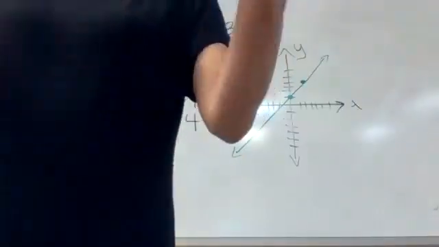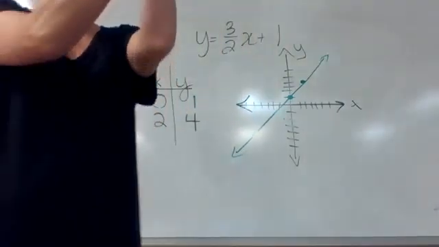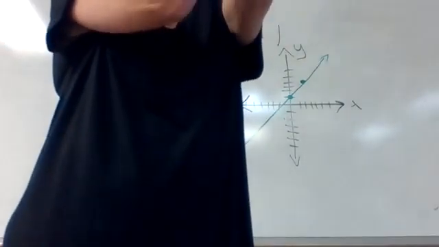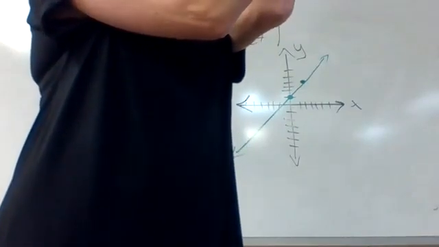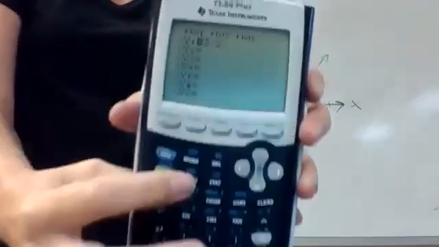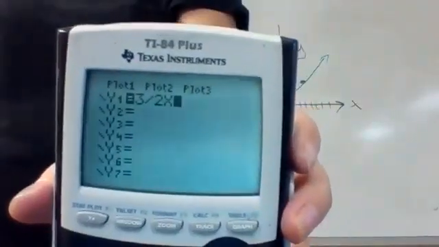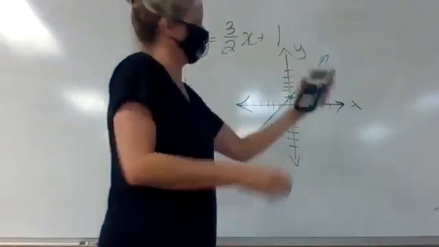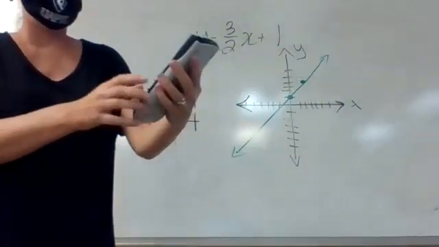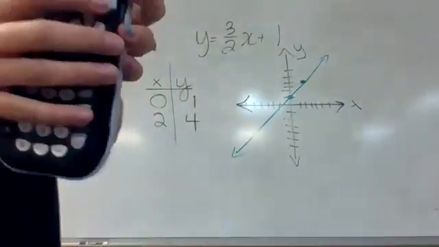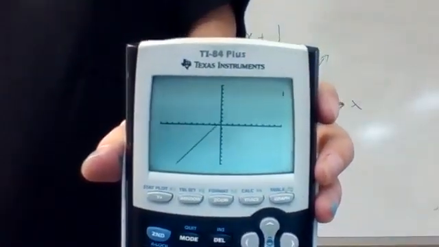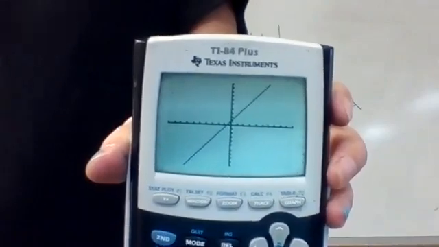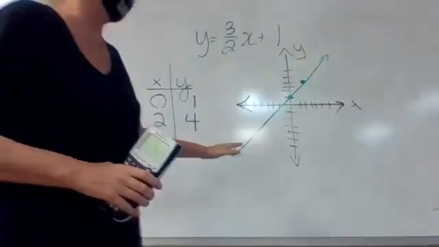So there's your 3 divided by 2. Now remember which one is your X button. It's got that X, that T. It should be right next to your alpha button. If you hit that, that's what's going to give you your X. And then plus 1. So go ahead and hit the graph button, which is your top right. So you should have a line that looks like this.